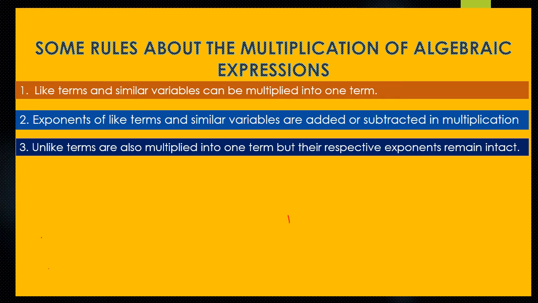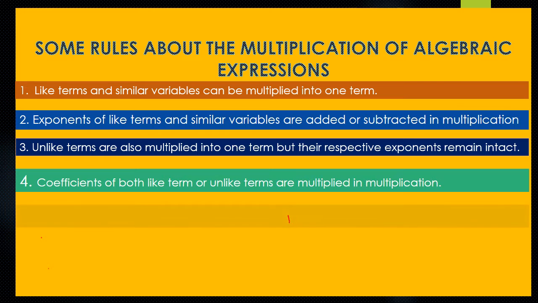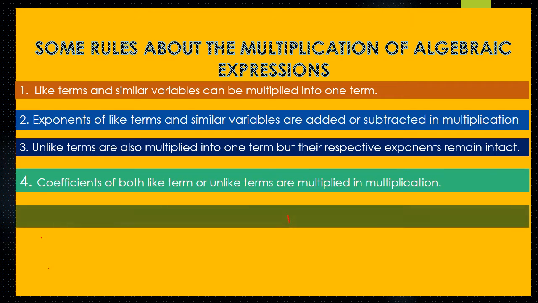Rule number 4. In rule number 4, the coefficients of both like terms or unlike terms are multiplied in multiplication. If the terms are like or the terms are unlike, we will multiply their coefficients in multiplication. Rule number 5: rules of mathematical operators are strictly followed in multiplication.